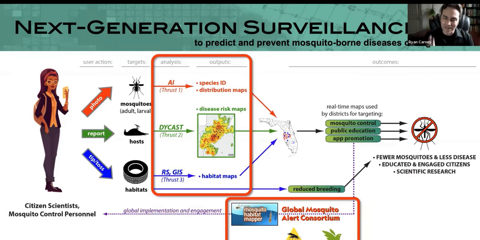And so we'll be able to scale up the identification and find those 1% of mosquitoes that are transmitting diseases to humans, as well as detect any of those invasives. So we can create things like real-time maps, whether it's disease risk maps or distribution maps, that mosquito control can then use for targeting, surveillance, and control, and ultimately lead to fewer mosquitoes and less disease.